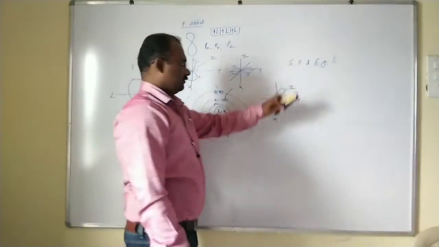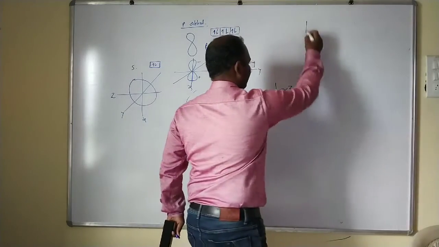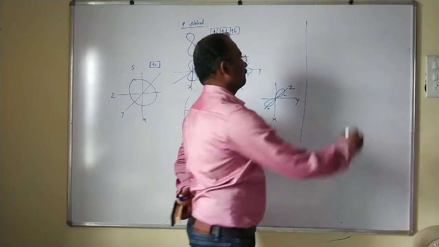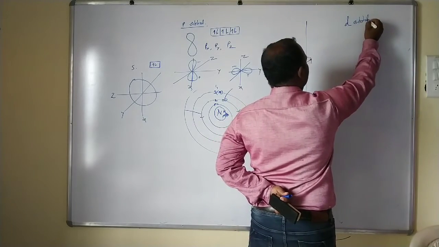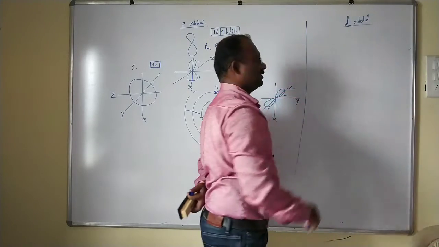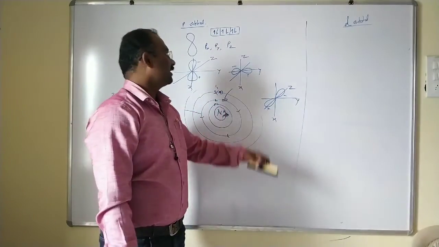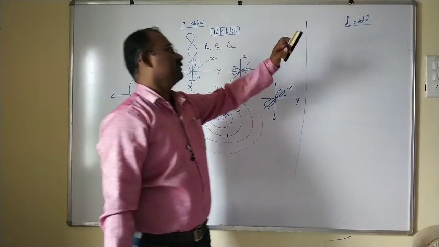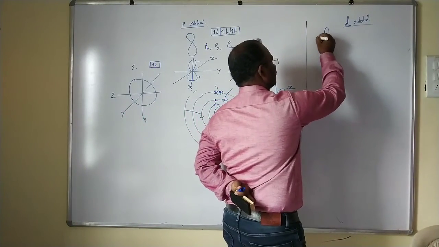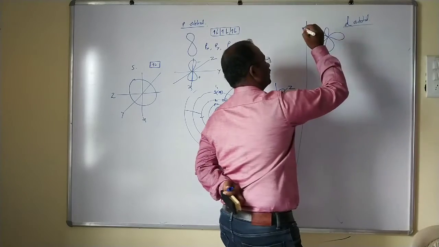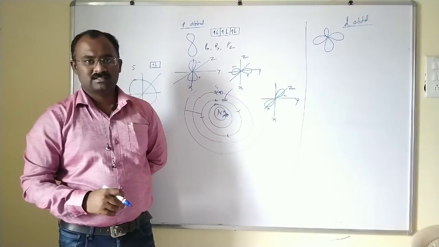Then the D orbital. This D orbital has a double dumbbell shape. The P orbital has only one dumbbell, and this D orbital has a double dumbbell shape. It means this is the shape of the D orbital. The D orbital has a double dumbbell shape.